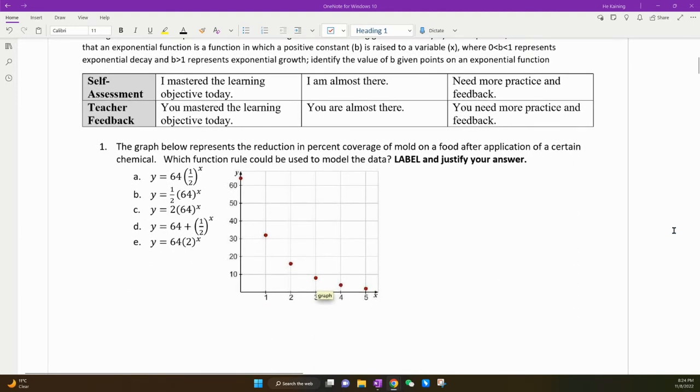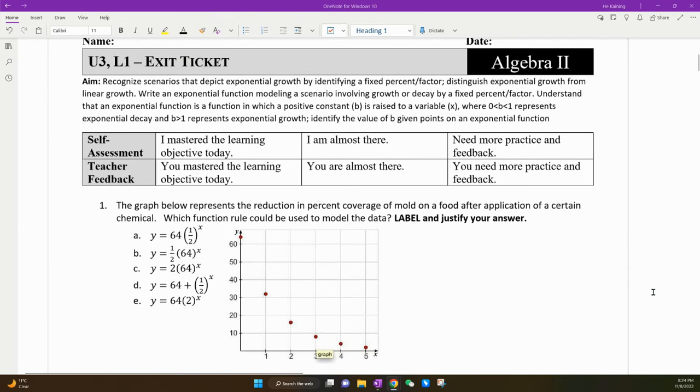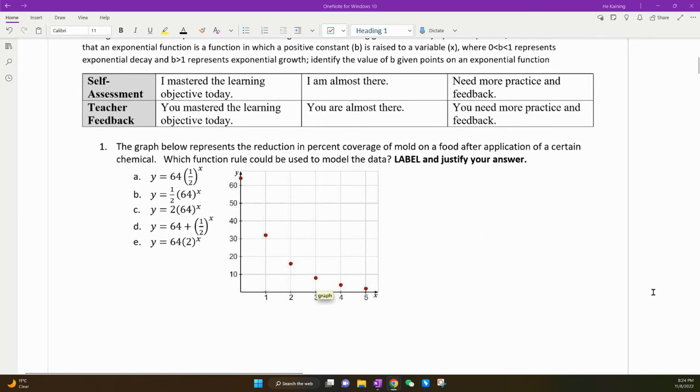Okay, so let's take a look at Unit 3, Lesson 1. In this exit ticket, the question says the graph below represents the reduction in percent coverage of a mold on a food after application of a certain chemical. So it's actually showing a reduction, based on what we see right here.